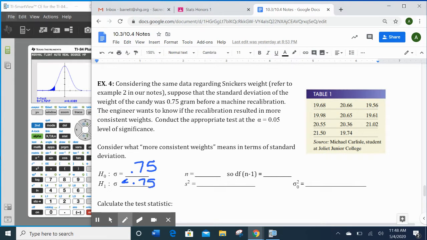So let's start with n. n is the sample size, which is 11. So the degrees of freedom is 10.